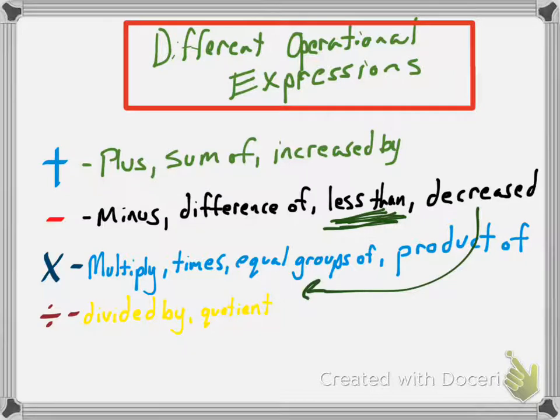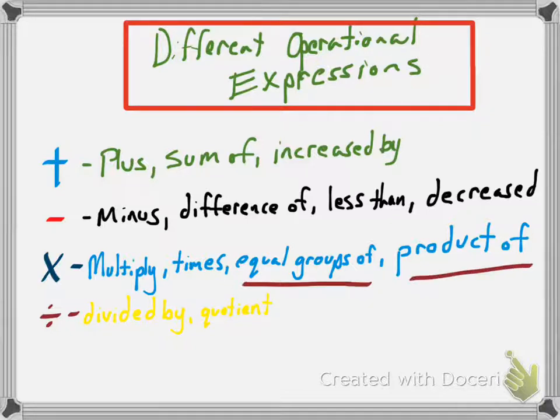But most of the time, it's subtraction. Alright, let's go on. Multiplying means multiply, times, equal groups of, product of. Now, the ones that trip people up on this are equal groups of and product of. Remember, product of is multiplying because it's a product.